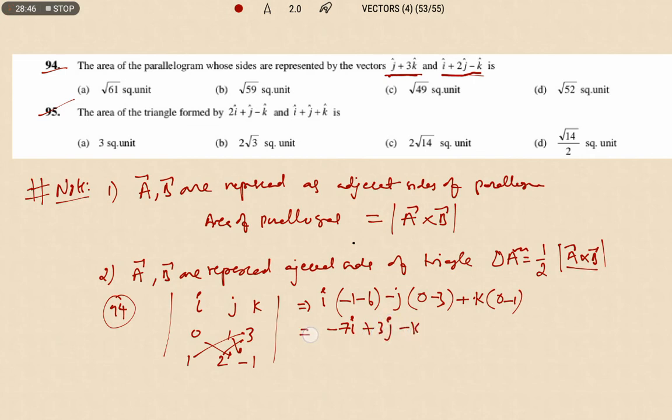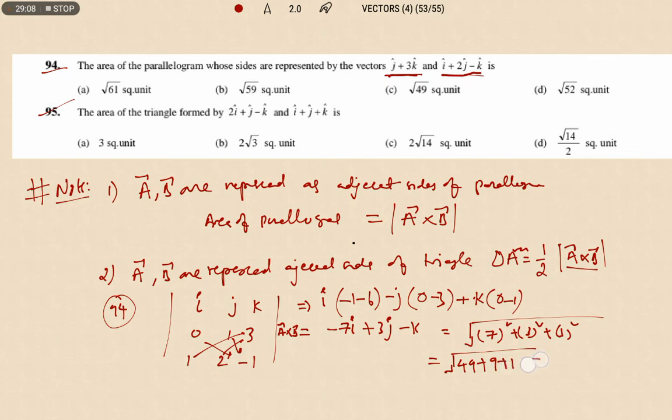This is only A bar cross B bar, but to get the magnitude of the vector we should take the magnitude of that. So the magnitude is the square root of 7 squared plus 3 squared plus 1 squared, 49 plus 9 plus 1.